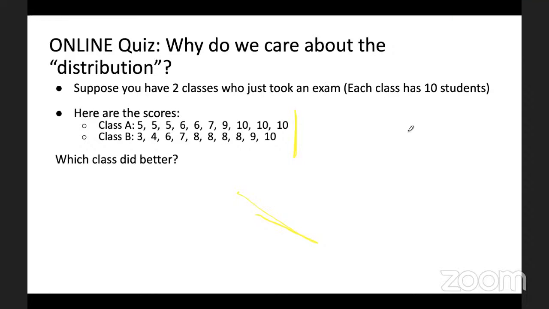I also think that when you're thinking about an exam specifically, it's better to have a smaller range. And in Class A, the range is smaller because it's from 5 to 10 instead of from 3 to 10. Okay, so you're saying, yeah, that's very interesting. So the range is from 5 to 10, right? So it's 5 points, whereas in Class B, it's from 3 to 10. Okay, so we have the range.